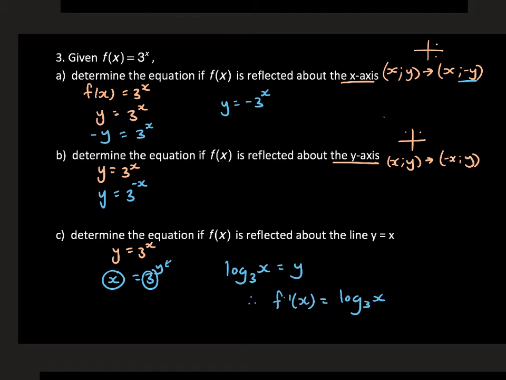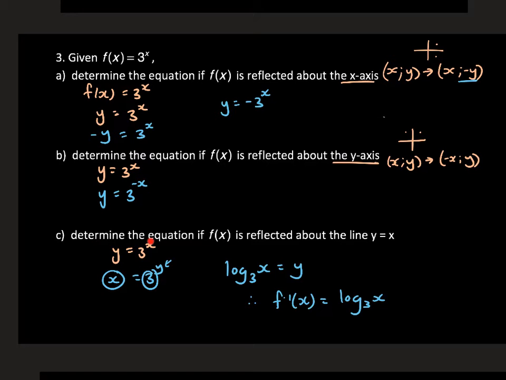Question B, reflect that same equation about the y-axis. What happens if you reflect about the y-axis? Your x value now is multiplied by minus 1. Your y value stays exactly the same. So y is equal to 3 to the power of x was the original equation. If you multiply the x value by minus 1, you get y is equal to 3 to the power of minus x.